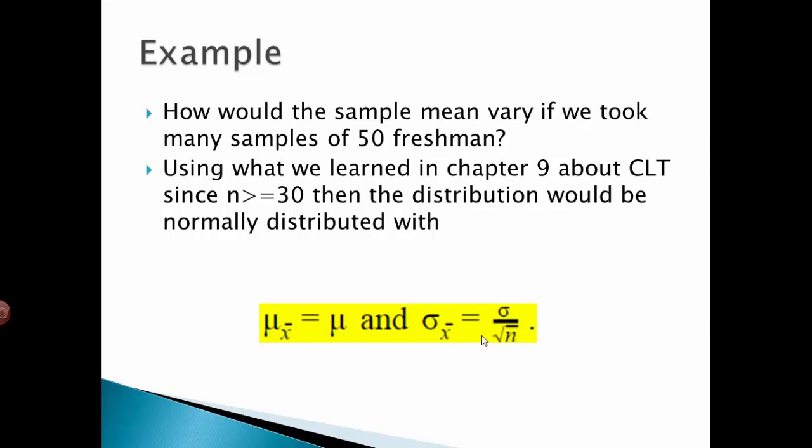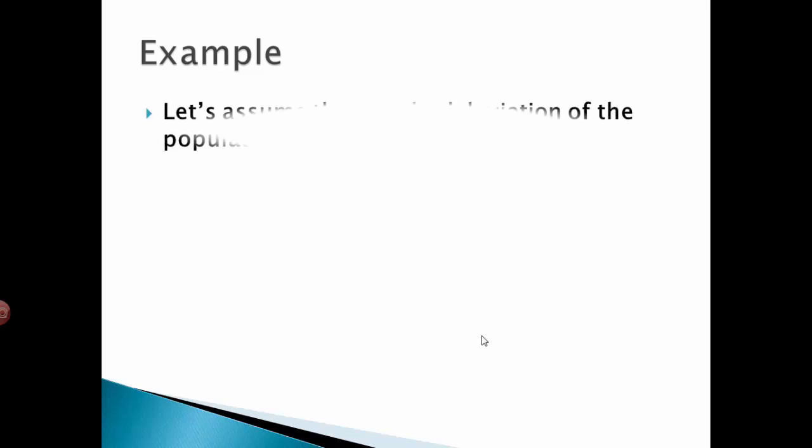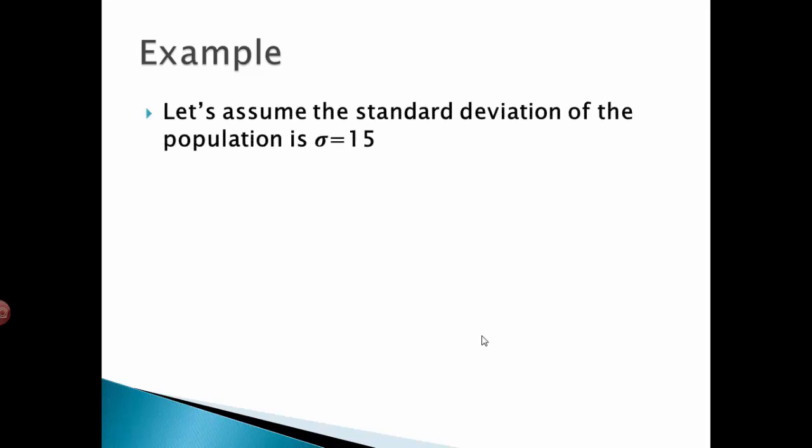Okay? So they didn't give us any information about the standard deviation of the population. So we're going to make some assumptions about that. We are going to assume that the standard deviation of the population is equal to 15. That's not something you would have to figure out. That's something that would be given to you. So if that's 15, then we can find the standard deviation of the sampling distribution, which would be 2.1: 15 divided by the square root of n, which is 50.